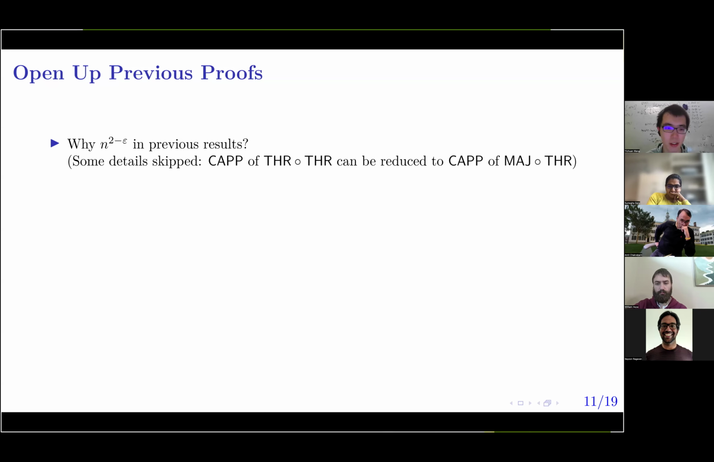I will not talk about how to do this today. And there's one remark. Although previously we know majority of threshold lower bounds, they were proven by some traditional methods, not by the algorithm method. So the cap algorithm for majority of threshold or even majority of majority, we don't have those algorithms.